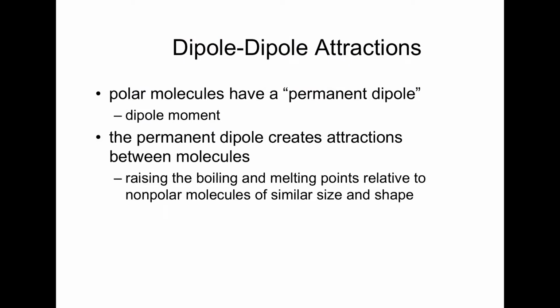Now, because these molecules have a permanent dipole, they are always polar, they have attractions between the molecules. The positive side is attracted to the negative side of another molecule. And what's really important about that is those attractions raise the boiling and melting points of polar molecules. So polar molecules have higher boiling and melting points than nonpolar molecules.